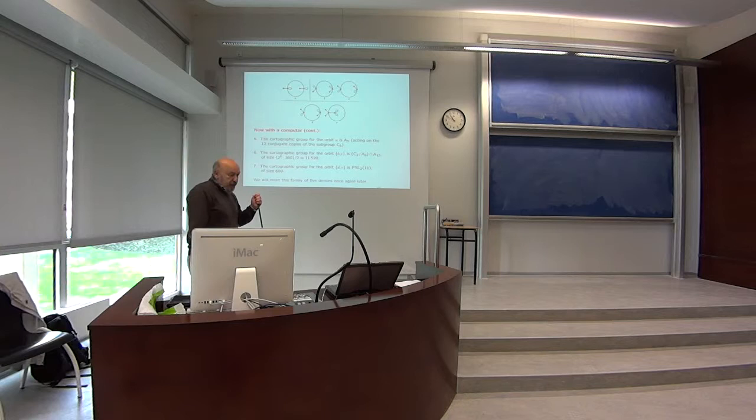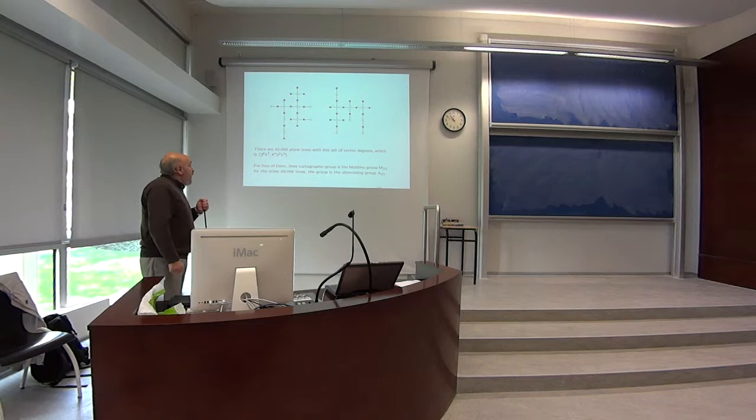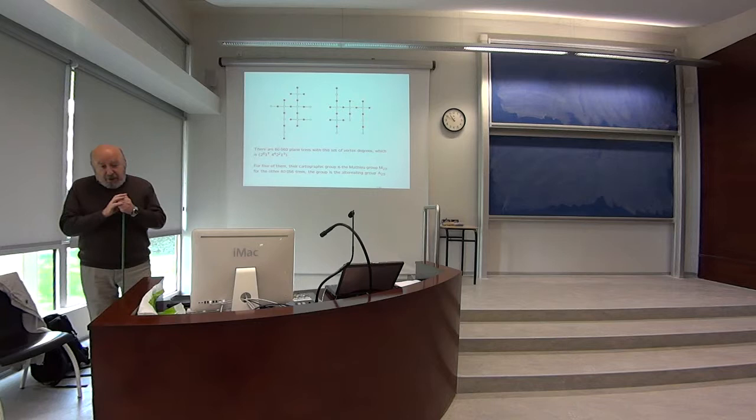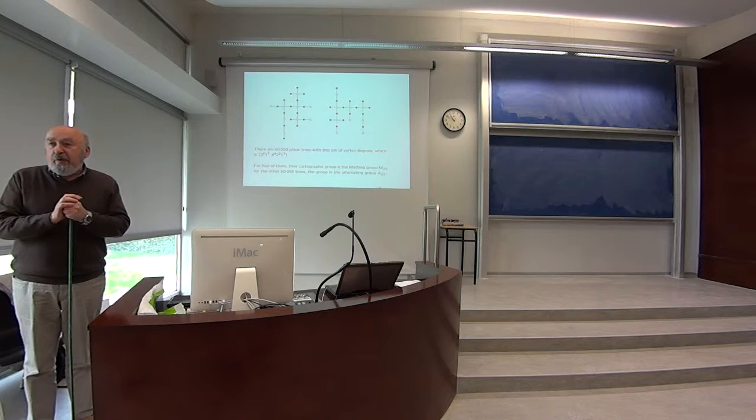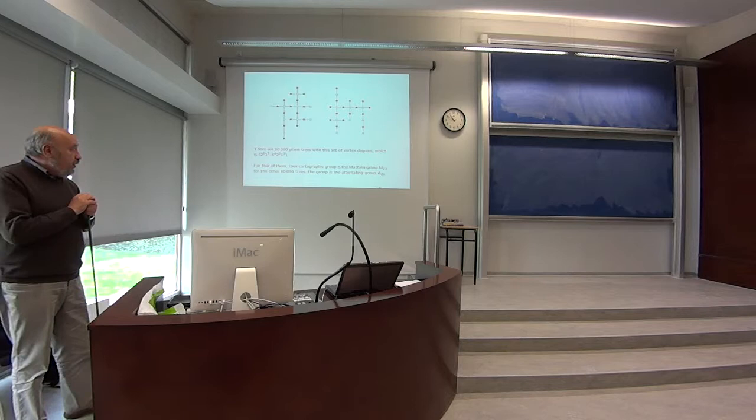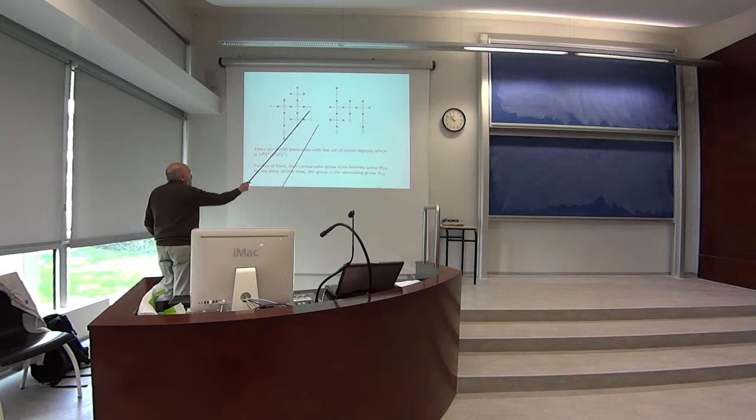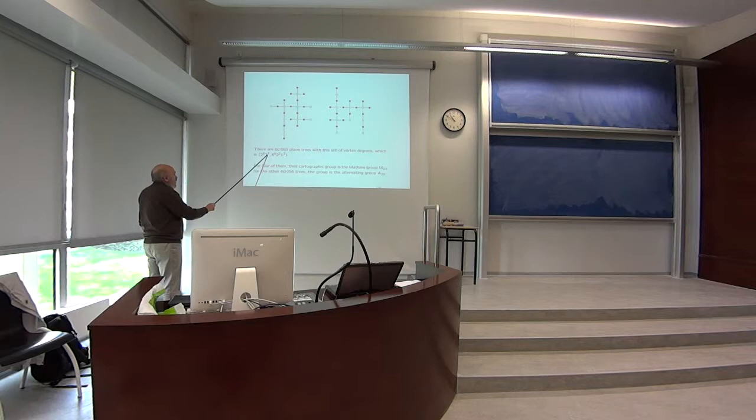So, the cartographic group sometimes provides us with information which would be very difficult to obtain in another way. So, let us fix the set of degrees corresponding to these trees. Red vertices, 7 times 1. White vertices, 4 times 4, 2 times 2, and 3 times 1. Okay?